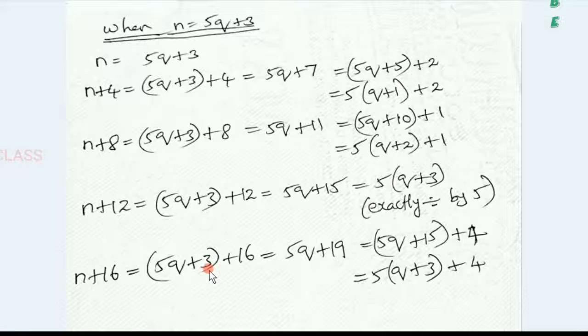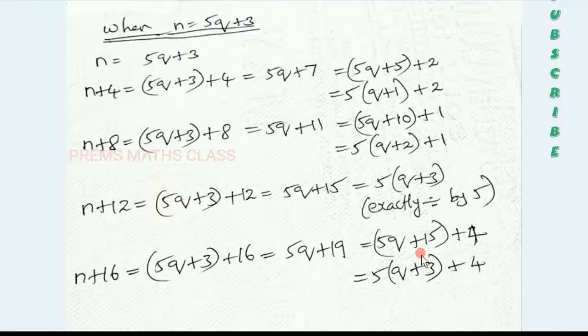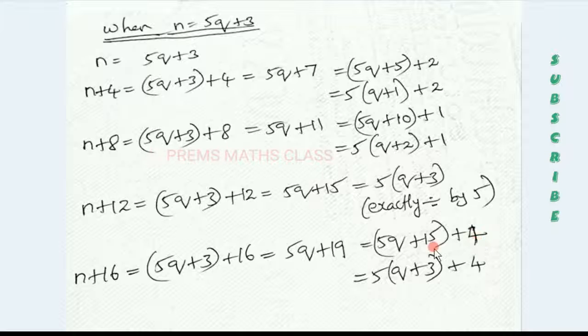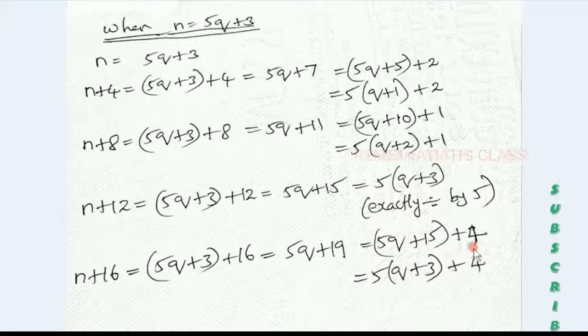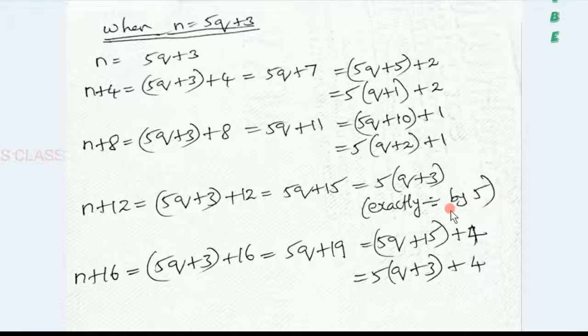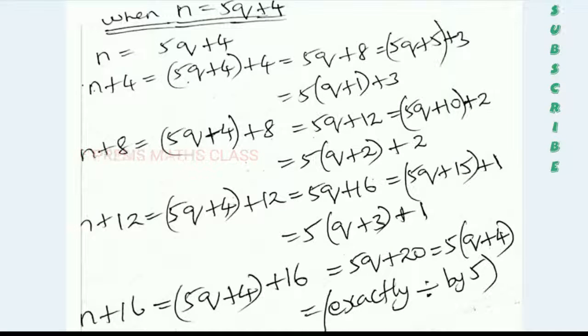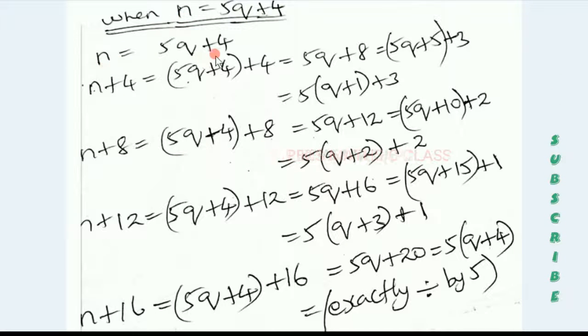Next, n plus 16. n is 5 cube plus 3 plus 16. 16 plus 3 is 19. This 19 can be written as 15 plus 4. Now taking 5 common, 5 into cube plus 3 plus 4. So the remainder is 4. So it is not divisible by 5. So out of these, only n plus 12 is exactly divisible by 5. So next case, when n is equal to 5 cube plus 4. Substituting n is equal to 5 cube plus 4, the remainder is 4. So not divisible by 5.